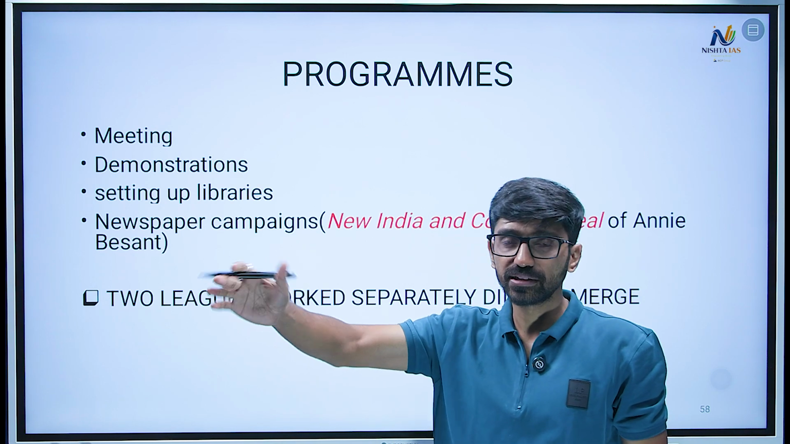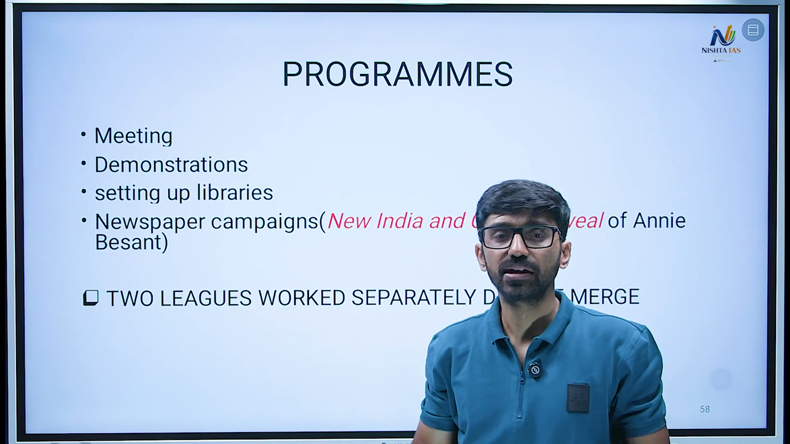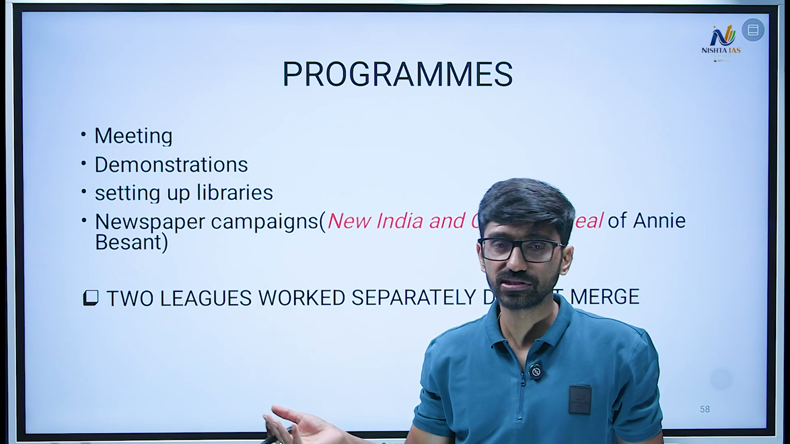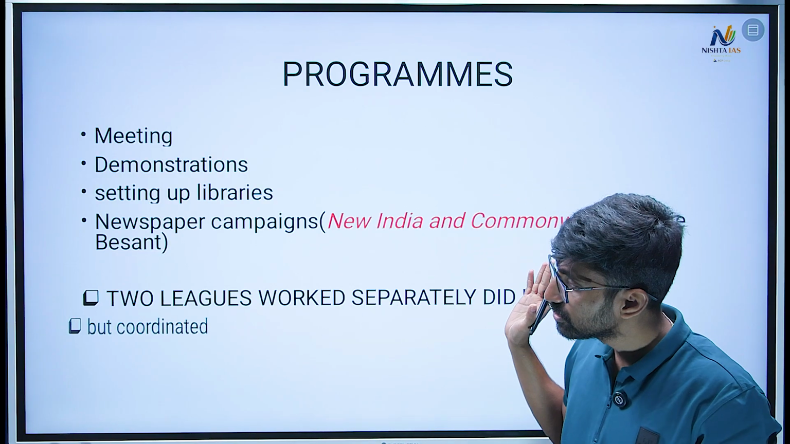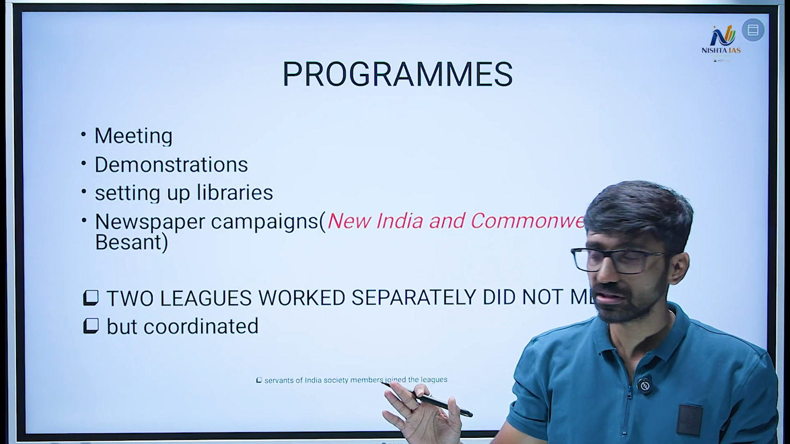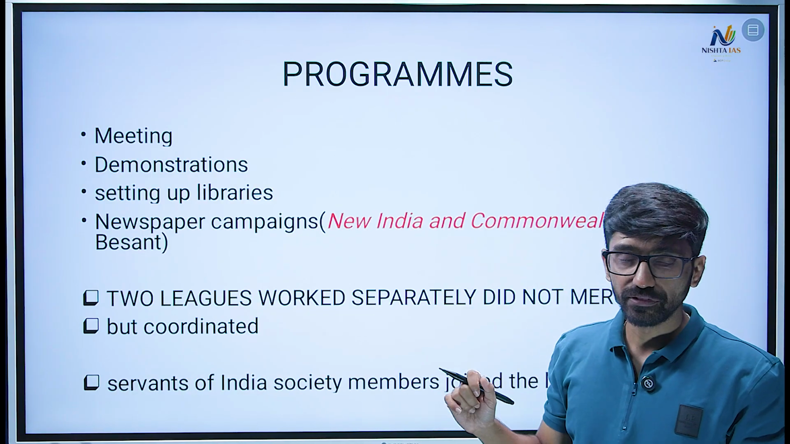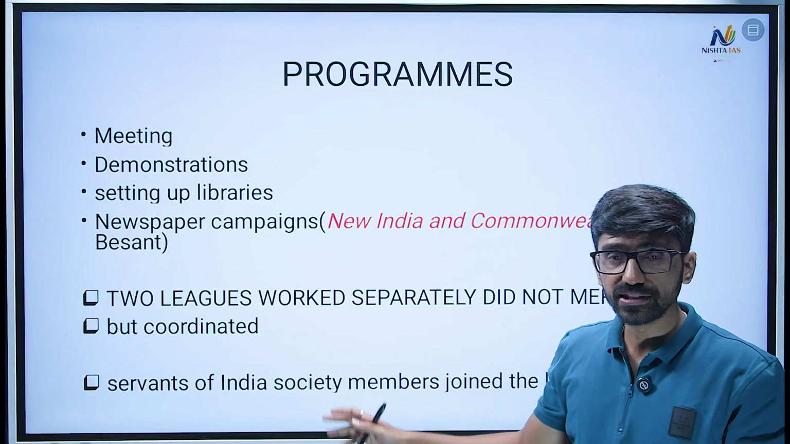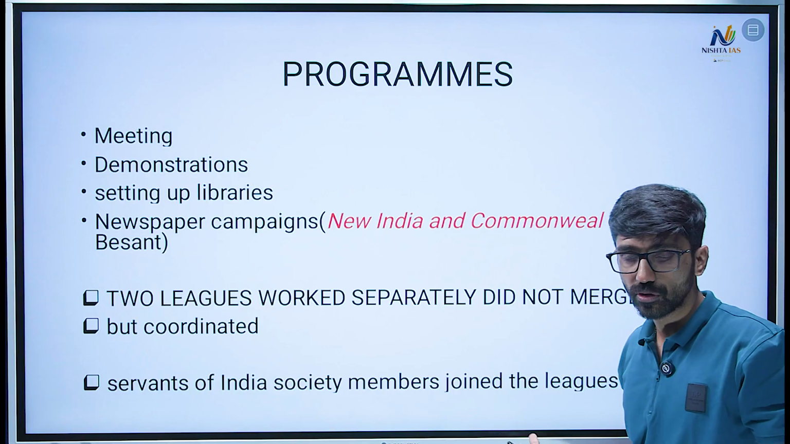They kept it separate, because in case of any untoward incidents happening, there would be an excuse for the Britishers to crush the movement itself. So they did not merge, they worked separately, but the coordination was there. The leaders had coordination, but the followers had some kind of conflicting situation. And even Servants of India Society members also joined the league.